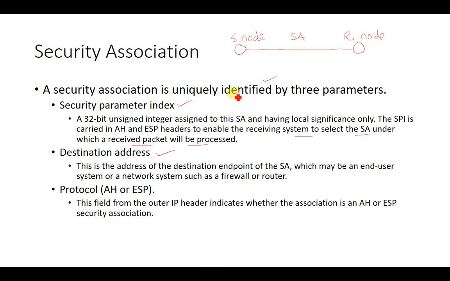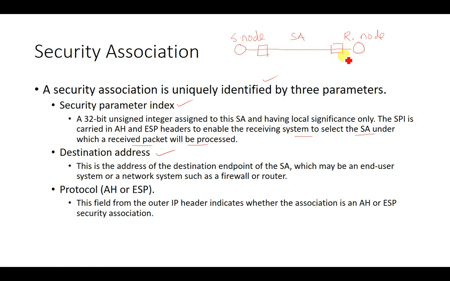As I have already told you, whenever the S node wants to send data to the R node, it may associate it with a router in between. It may be a router or it may be a firewall. The S node will send the packet to the router, then the router will give that packet to the other router on the destination side, and this router will transfer the data to your R node, right? So this destination address specifies either the address of this router or the address of this R node.